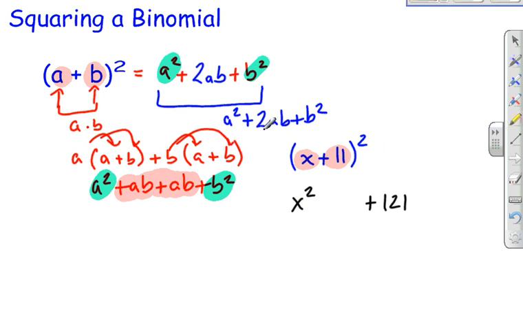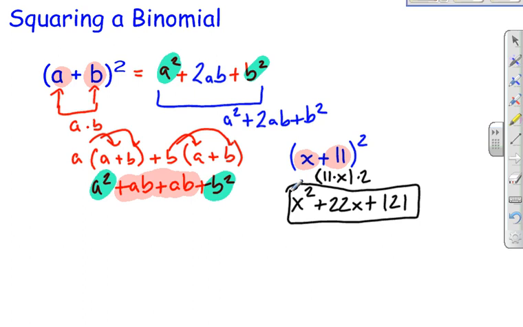And my middle term is going to come from the product of A times B, so the product of 11 times x, and doubled, because I'm going to end up with two 11x's when I go to combine like terms. That would give me 22x. 11 times x times 2. So my product is x squared plus 22x plus 121.